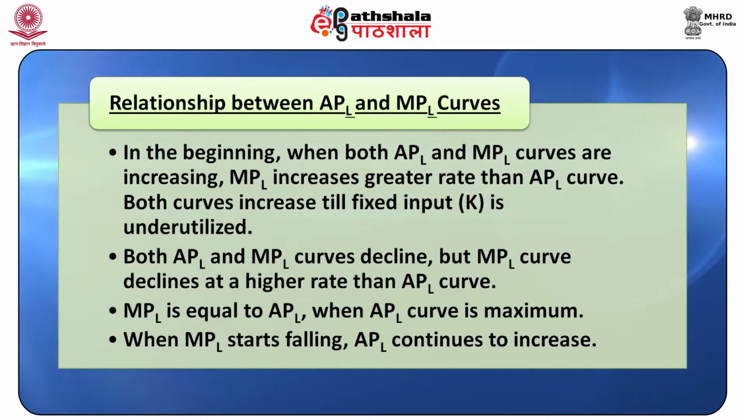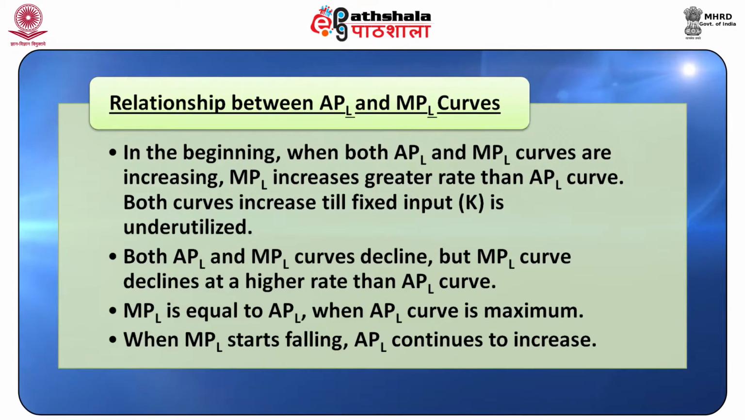Second, in the beginning, MPL increases, becomes maximum when the slope of the tangent is steepest and then falls. Third, MPL is 0 when TPL is maximum and becomes negative when TPL declines. Fourth, area under MPL curve gives TPL. Next, relationship between APL and MPL curves.